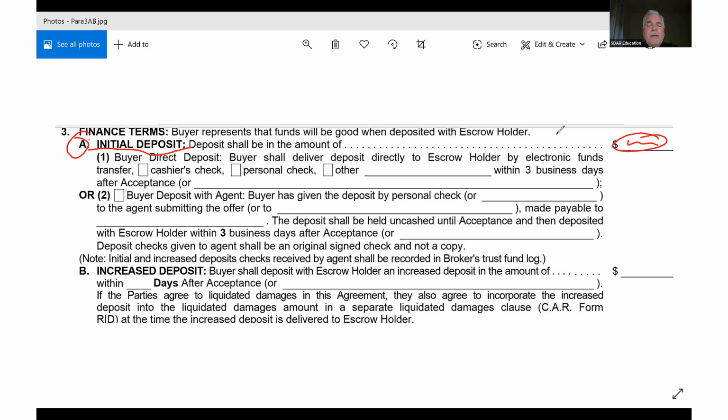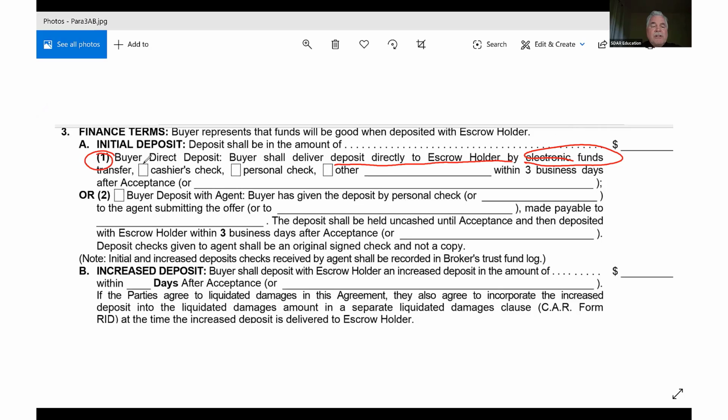And we're going to have the buyer do that. And again, the buyer's direct deposit, the standard practice now is to start with this part of the paragraph: the buyer's direct deposit shall be, buyer deliver deposit directly to the escrow holder, unless you tell it otherwise, by electronic funds transfer. And we changed that. We used to say wire transfer, but there's a lot of ways to transfer money, and wire transfer is just a form of an electronic funds transfer. There are other ways to send money.